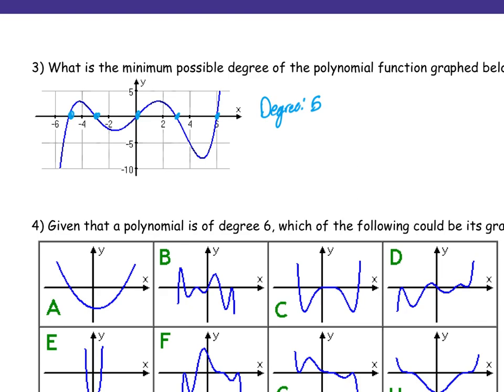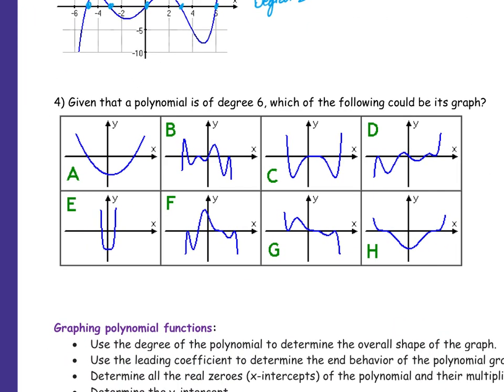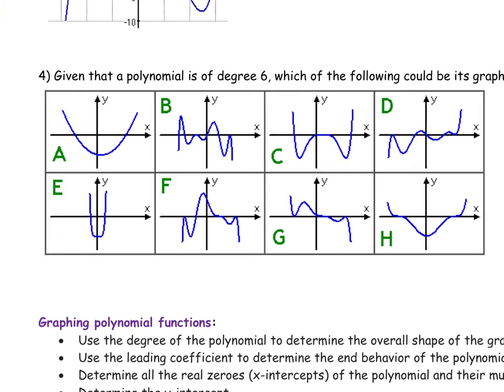Okay. So now on number 4, given that a polynomial is of degree 6, which of the following could be its graph? So there's more than one choice. I'm just going to tell you guys. So which of the following could be its graph? So go ahead, pick a graph. I'm going to pause this. I don't know why I haven't paused all period.